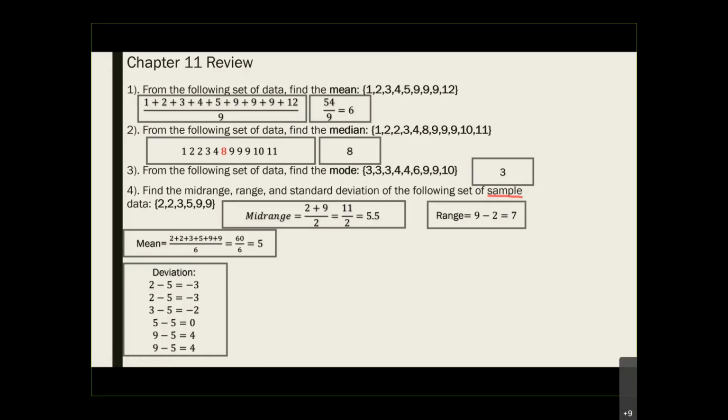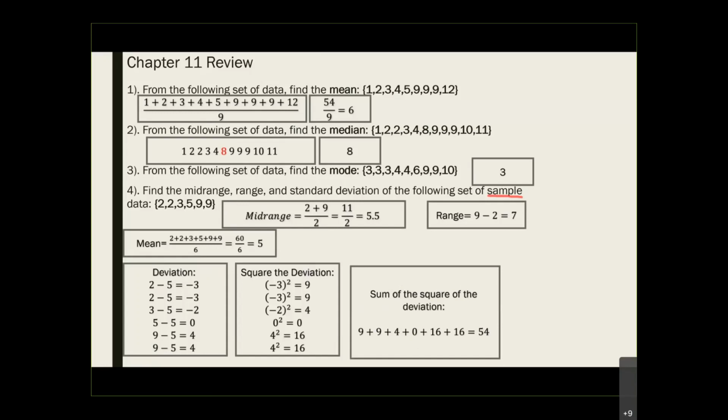Your third step is that we need to square the deviation. We take whatever your step 2 is and square them, which is -3 times -3 is 9, -3 times -3 is 9, -2 times -2 is 4, and 4 times 4 is 16, and 4 times 4 is 16. That's your step 3: you take your deviation and square them.